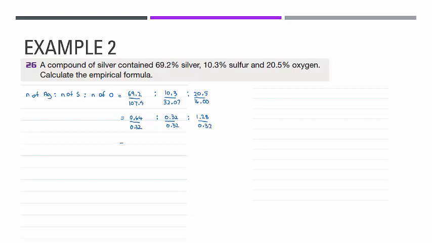And again, putting this into a calculator, we end up with 2 is to 1 is to 4. So the ratio of silver to sulfur to oxygen is 2 to 1 to 4. So the empirical formula is Ag2SO4.